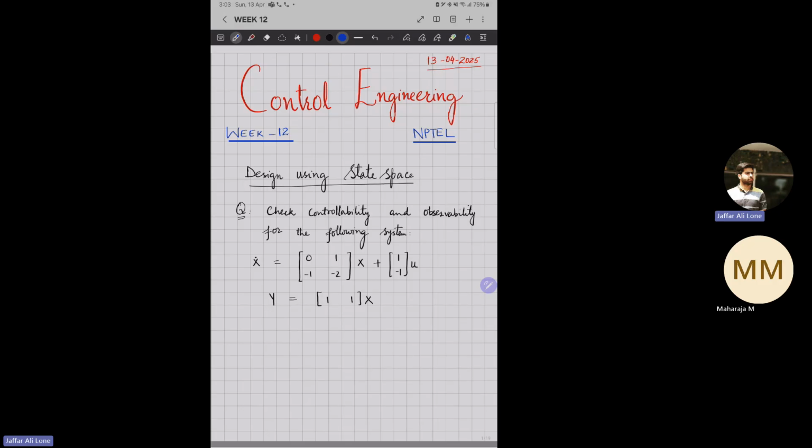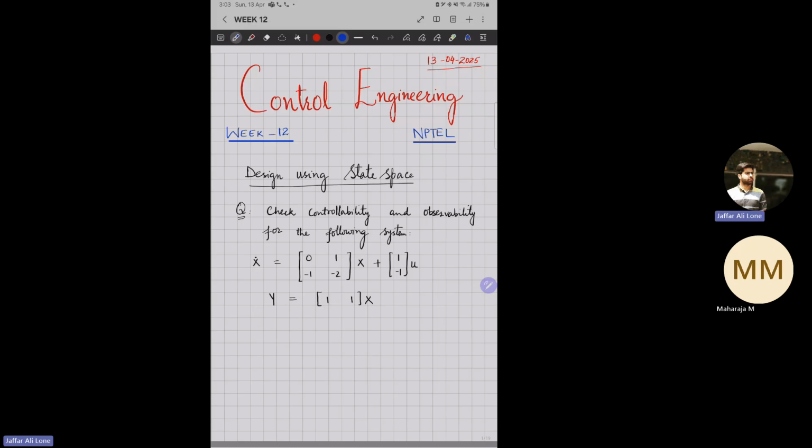So in this session, we'll be solving problems on the controllability and observability of a system, and how we can use state feedback and observers for these systems, right? So let's begin by solving a simple question.